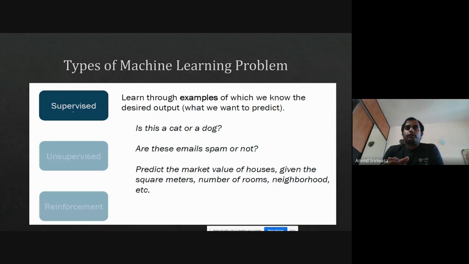So is this a cat or a dog, is this email spam or not, or predicting the market value of a house given the square meters and the number of houses in a neighborhood. So this machine learning tells whether this is a cat or a dog, spam or not, and it can even do prediction, like the market value of a house in the neighborhood based on the number of rooms you want, or stock market prediction, or weather forecasting. One week back they said an orange alert was given throughout Karnataka, especially North Karnataka, with heavy rain. How did they do it? Because they got information from satellite images, and based on the wind movement and the low pressure created, they predicted what the weather might be. So the prediction is done using supervised learning.